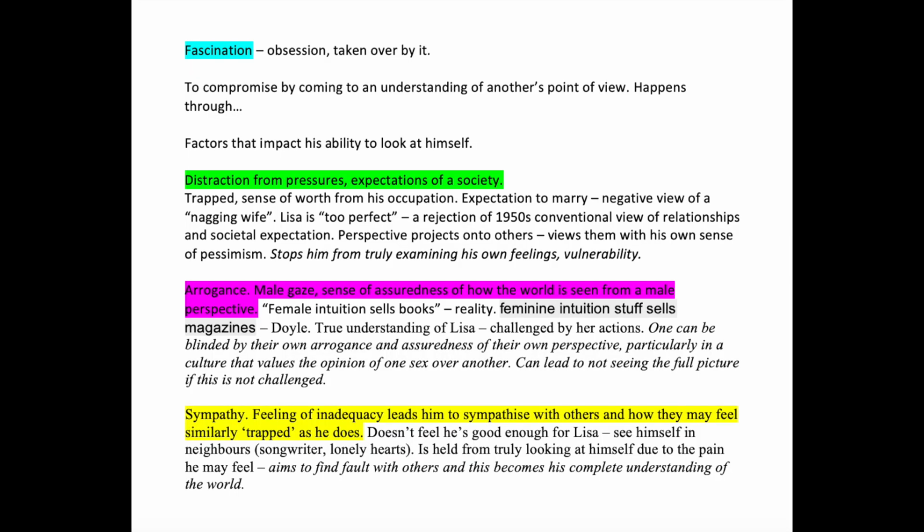And that's what we're going to continue to focus on. You'll notice there as well that there are some quotes: nagging wife, too perfect. I don't have to put in all of the quotes that I'm going to use, but there are a few of them that are there.